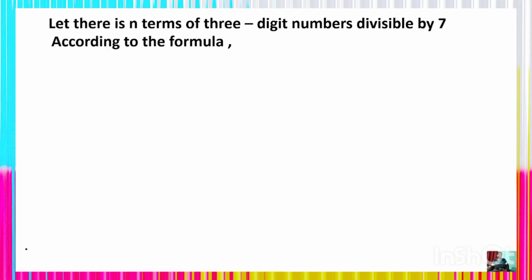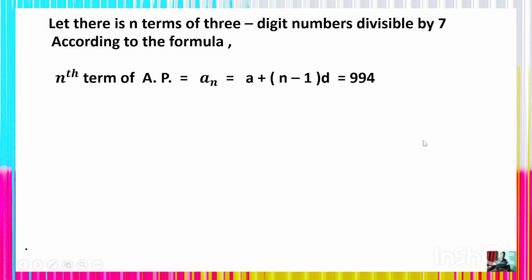Let there be n terms of the 3 digit numbers. How many terms are the 3 digit numbers? Let there be n terms of the 3 digit numbers which are divisible by 7, right? So according to the formula, the nth term of the AP, which is a n, is equal to a plus n minus 1 whole into d, which is 994, which is the last term, right? So in place of a and d, we can use the values. It will be 105 plus n minus 1 whole into 7, which is 994, right?